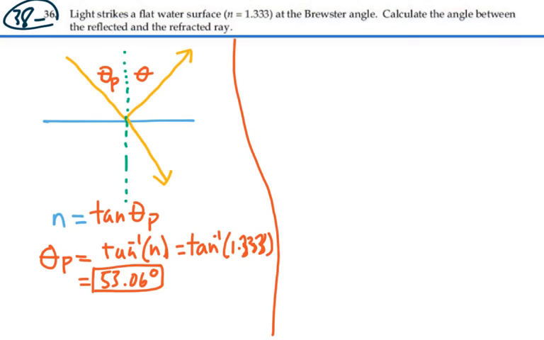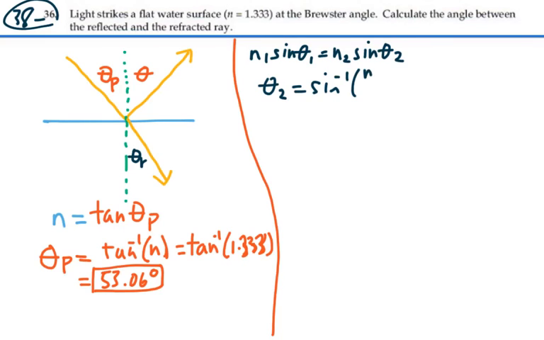The refraction is going to be dependent upon Snell's law. So we should have that n1 sine theta 1, in this case the Brewster angle, should equal n2 sine theta 2. We want to solve this for theta 2, so theta 2 is going to equal the inverse sine of n1 divided by n2 times sine theta 1.